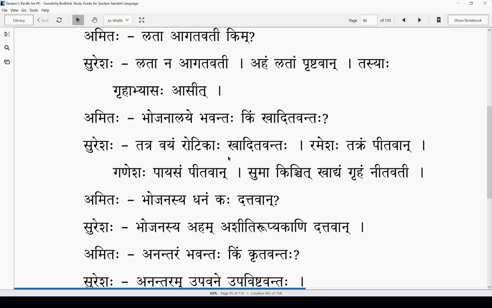Gatavantaha. Vayam gatavantaha. Now idanim the question comes, kutra? We went to the river. So what is the word for river? Nadi is the base word. We want it in the Dvitiya Vibhakti, then Nadim.